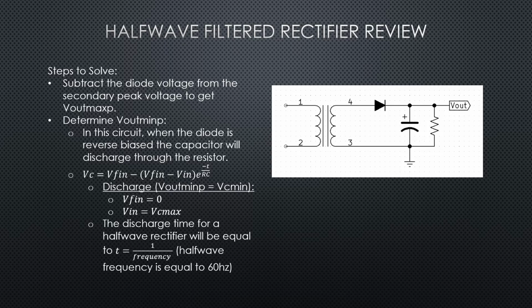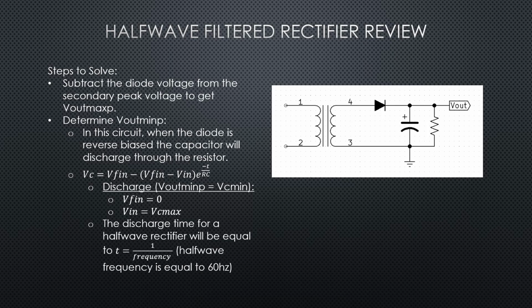The next thing to do after we've got our Vout max is find our Vout min. What that is going to be is the capacitor voltage discharging during the period where the diode is reverse biased, and we're going to use the formula VC equals V final minus quantity V final minus V initial, e to the negative time over tau. Because we're using it in terms of a discharge, our V final is actually 0, and our V initial is going to be what our VC max was.